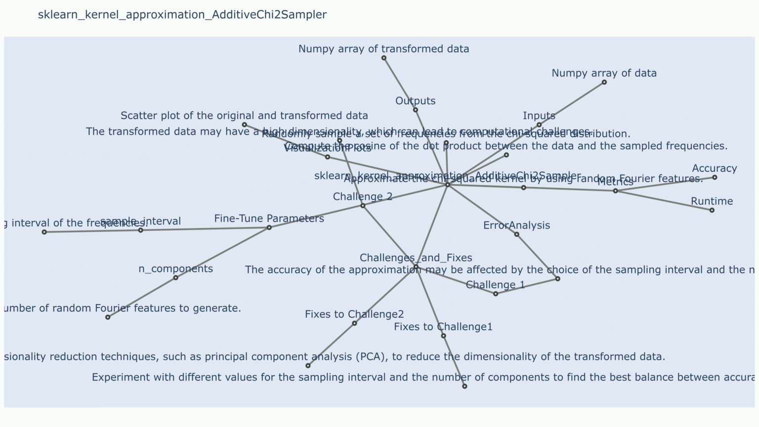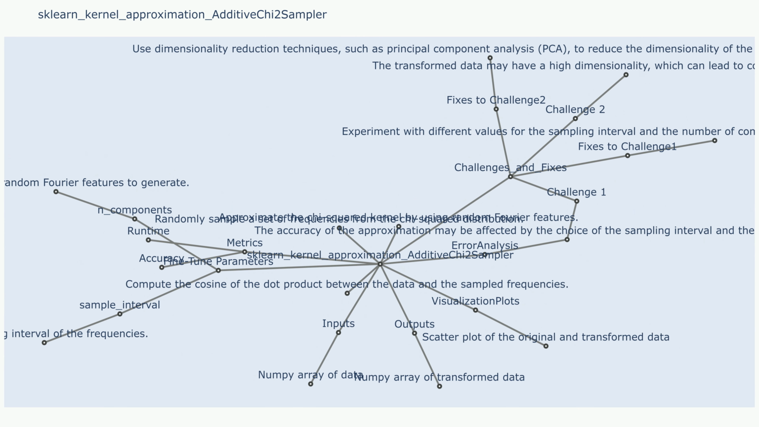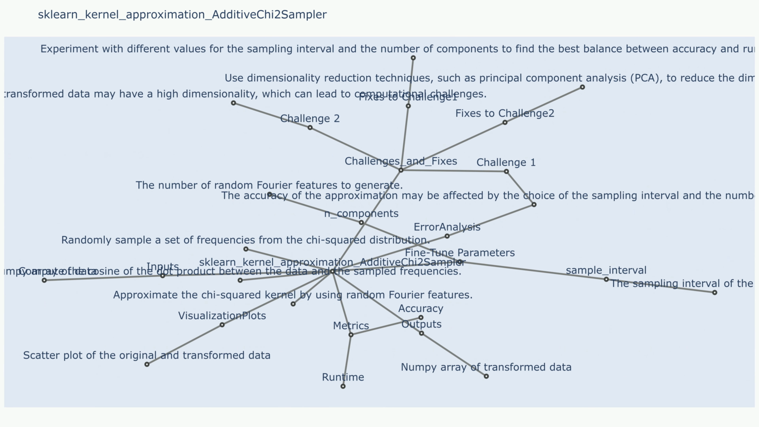Sample use case that resulted in challenge 1: using a small number of components can lead to poor approximation accuracy, while using a large number of components can be computationally expensive. Fixes to challenge 1: experiment with different values of n_components and evaluate the trade-off between accuracy and runtime. Consider using cross-validation to select the optimal value.